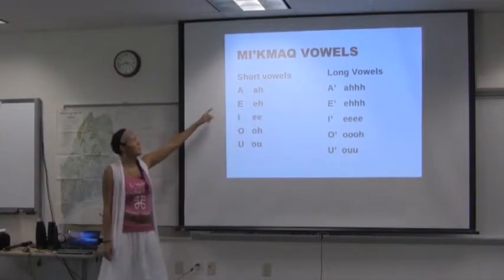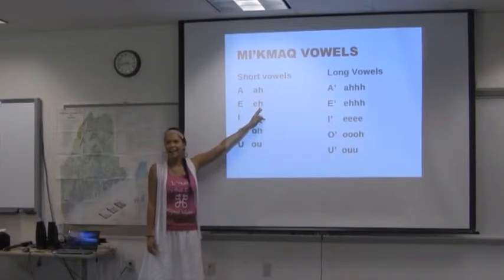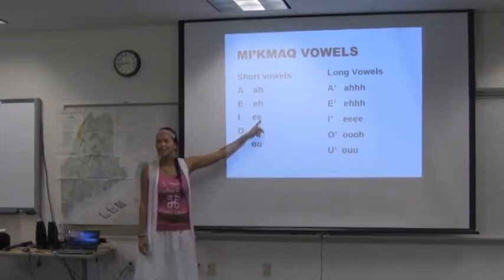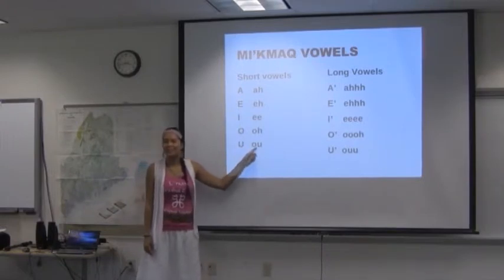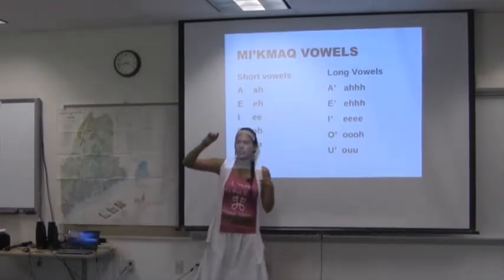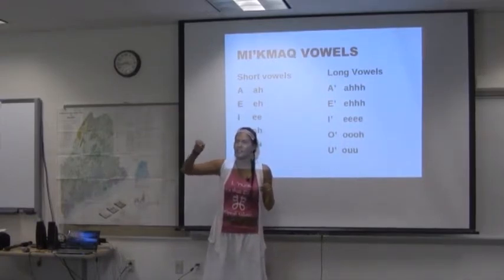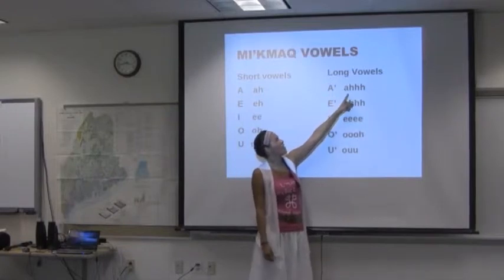So if you can just repeat after me, A is a, E is eh, I is E, O is O, U is oo. And then the long vowels, you'll see in the language, you'll see an apostrophe beside the letter, and that just means you pronounce that vowel a little bit longer. So repeat after me.